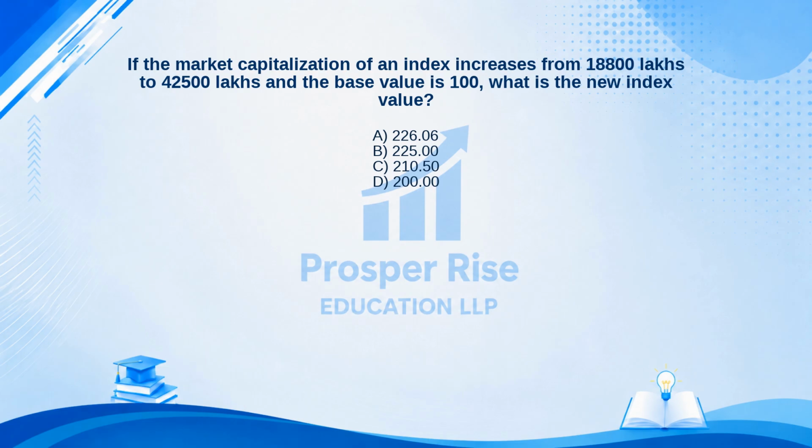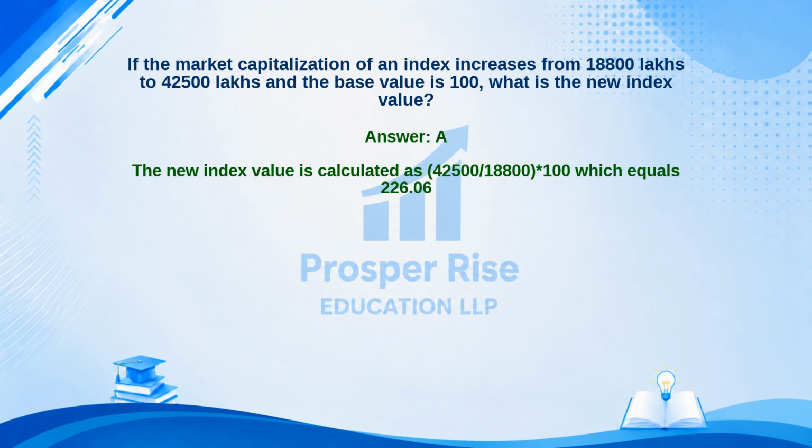The correct answer is option A. Let's see why. The new index value is calculated as 42,500 divided by 18,800 multiplied by 100, which equals 226.6.